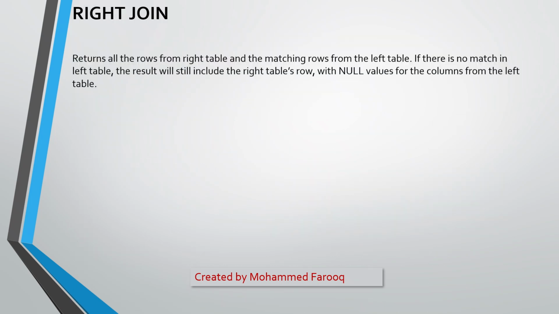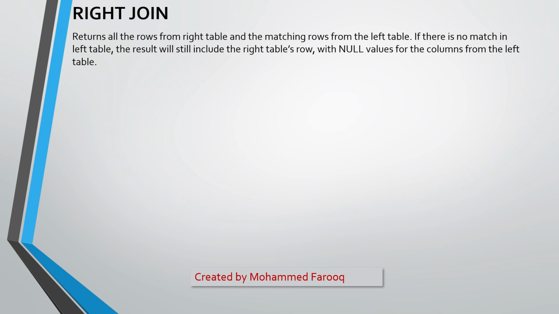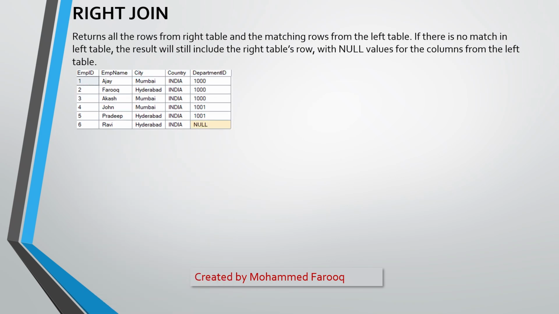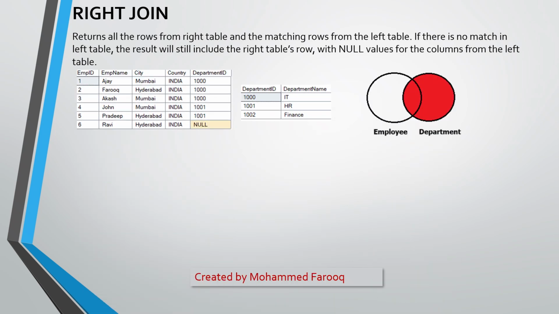Right join returns all rows from the right table and the matching rows from the left table. If there is no match in the left table, the result will still include the right table rows with null values for the columns from the left table. So this is the employee table and the department table. So when I perform right join, it displayed the output like this.